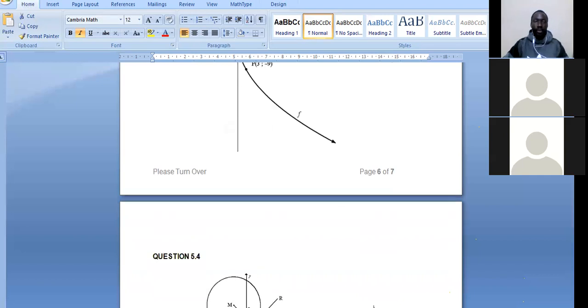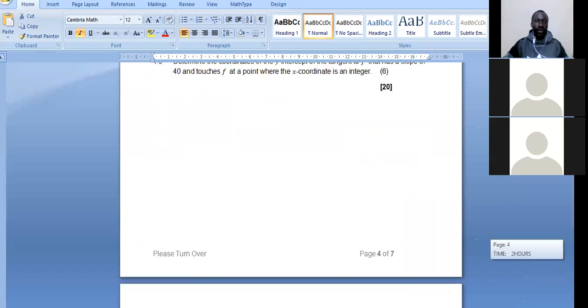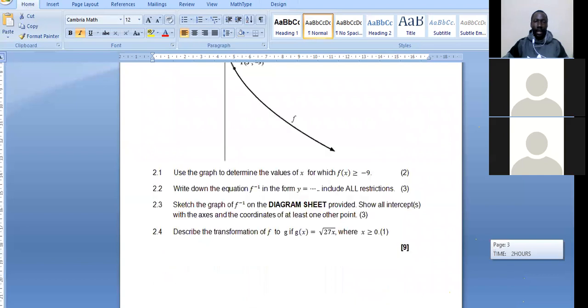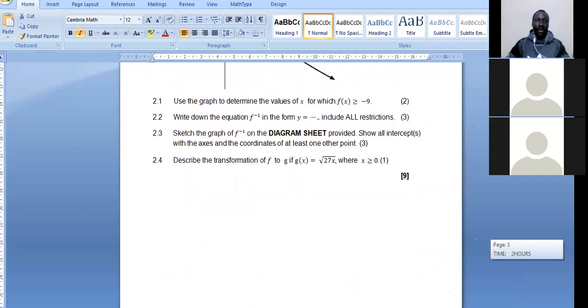Next question, which I guess is the second last question, yeah, last question. The last question here is, we are supposed to describe the transformation of f to g if g equals the square root of 27x. What is this supposed to mean? How do we handle this case of describing the transformation?